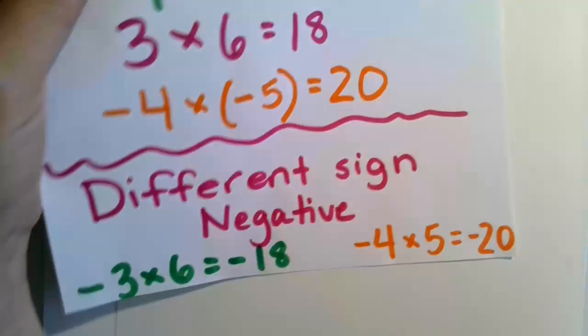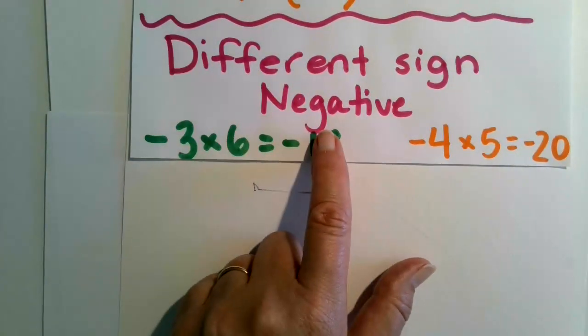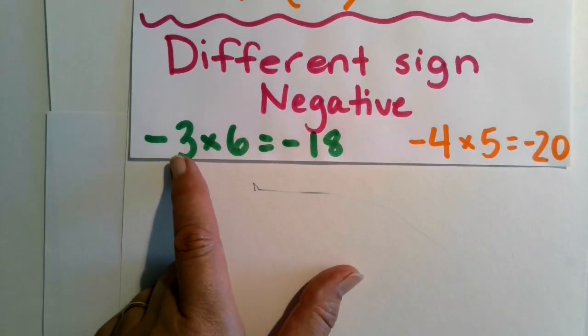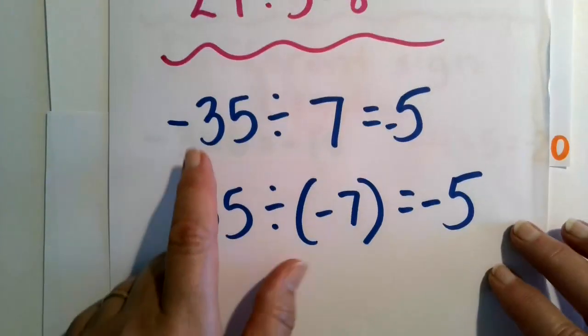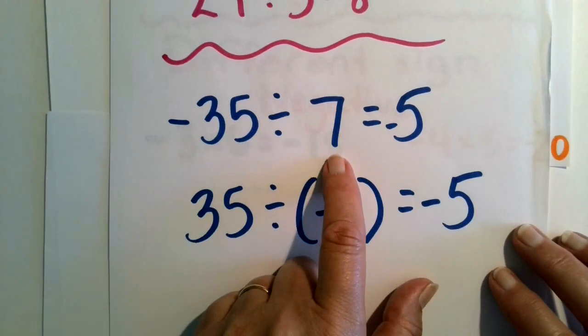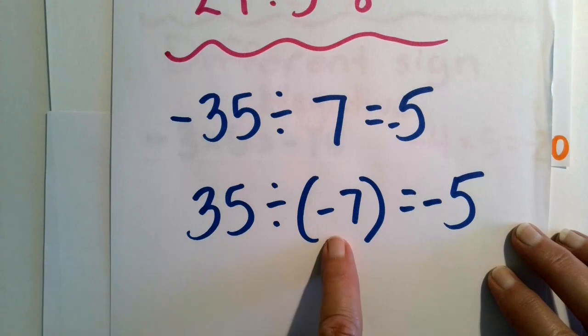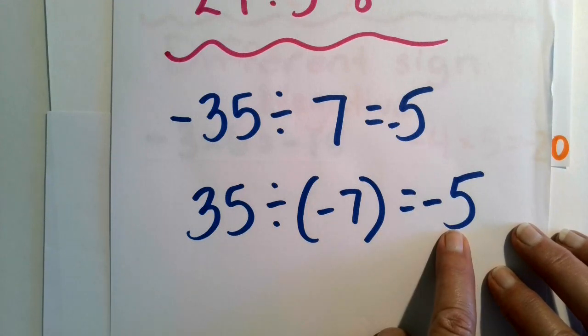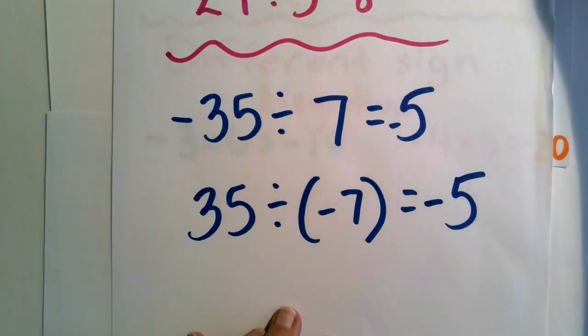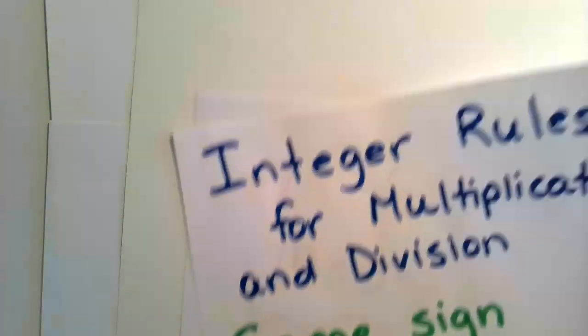Different sign, the answer is going to be negative. So we have negative 35 divided by positive 7. The answer is going to be negative 5. Different signs, the answer is always a negative. Different signs, always a negative. You've got to remember that.